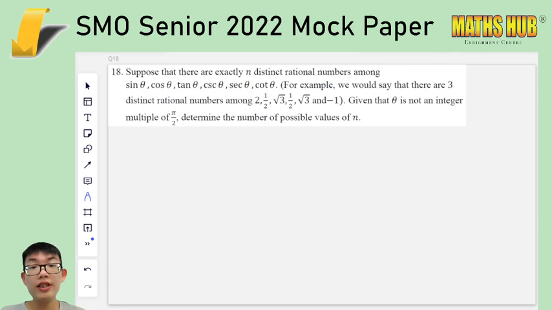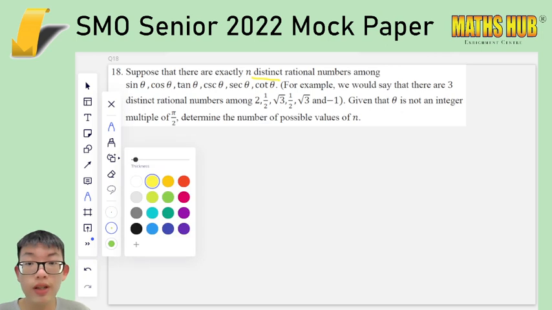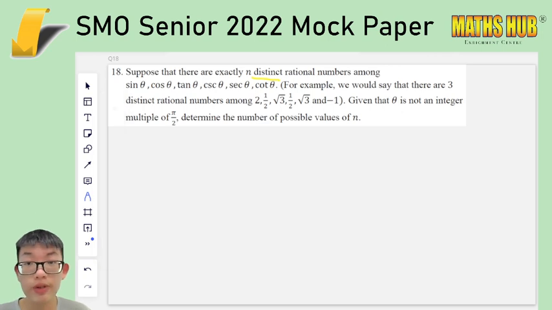Now also take note that they're not asking you how many rational numbers there are, they're asking you how many different possible numbers of rational numbers there are, because n is the number of rational numbers, and specifically the number of distinct rational numbers. So we're not looking for simply the number of rational numbers because it's quite possible to make all of them rational. But how many of them end up being distinct?